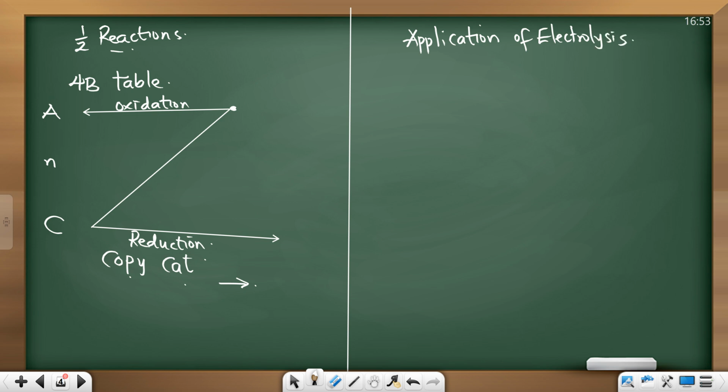What are the applications? Number one, there's electroplating. Why do we electroplate? For appearance purposes, and for protection from rusting. Those are the basic ones. And what is electroplating? It's basically the act of covering a metal with another metal, so that it appears nicer.